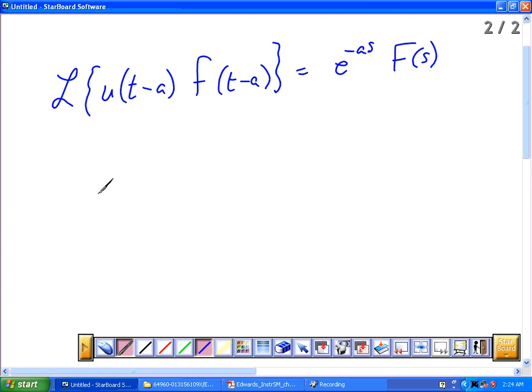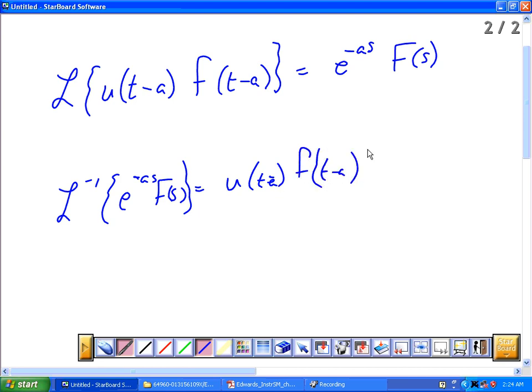Okay? And to do the inverse of that, it's equal to, of course, exactly what you thought it would be, what's on the inside over here: u(t minus a) and then f of t minus a. Okay? Now what does that do for us? Well, it just says this. If I want my t to start at 3, for instance, and I have the function t squared, for instance, you look up the Laplace transform.